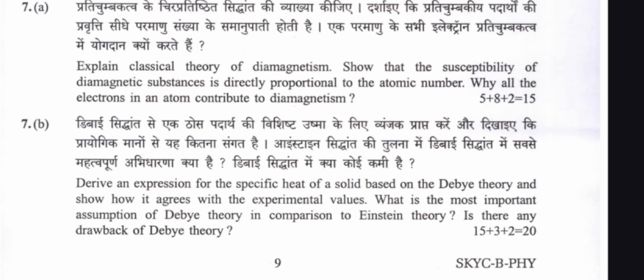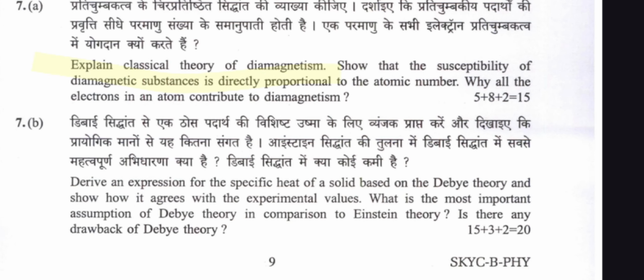And 7a, explain the classical theory of diamagnetism so that the susceptibility of a diamagnetic substance is directly proportional to the atomic number. Do all the electrons in an atom contribute to diamagnetism?